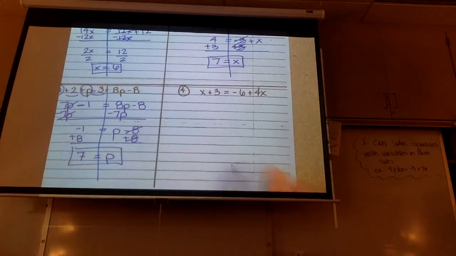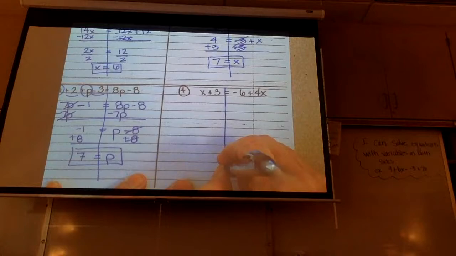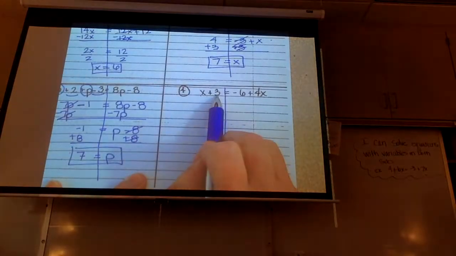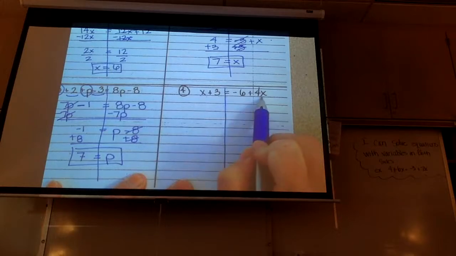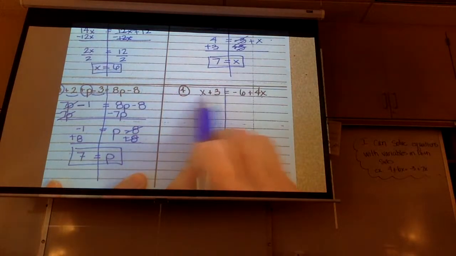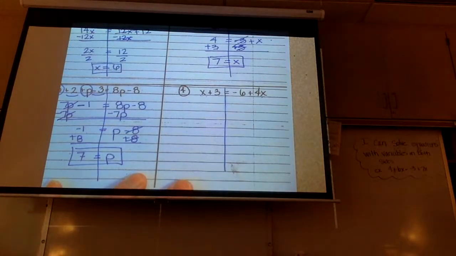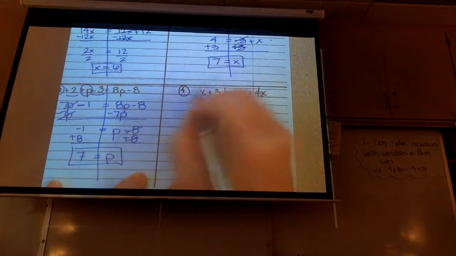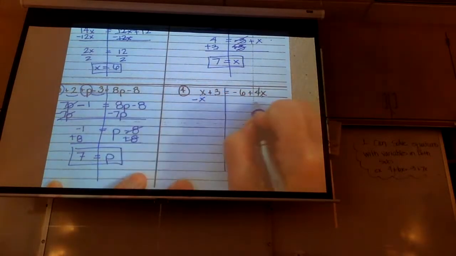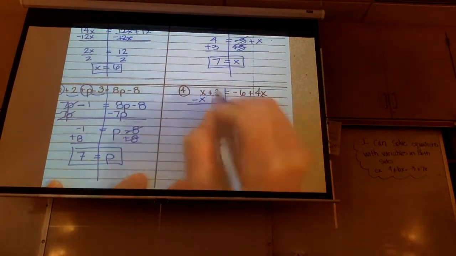Last problem. I don't have any like terms. This is an x and this is a plain number. This is a plain number and this is an x. So I don't have anything to combine on the same side. Now I need to move the smaller set of hostages. I've got 1 and 4. So I'm going to move 1x by subtracting x from both sides.